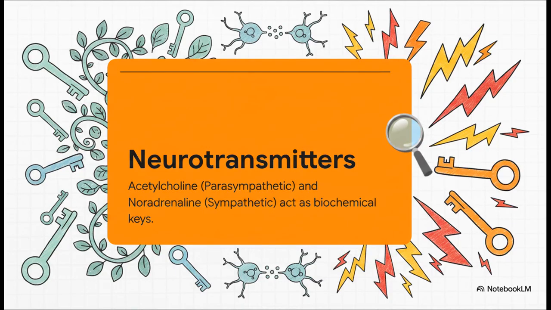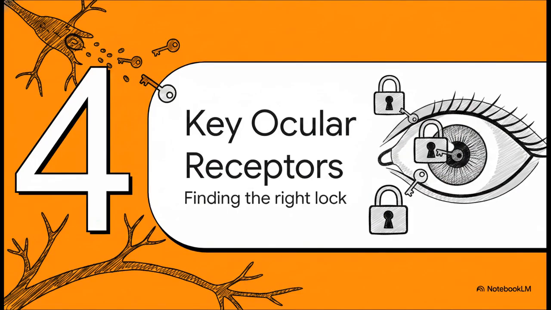To make this whole tug of war actually work, the signals have to cross synapses using highly specific biochemical keys. Acetylcholine is the primary neurotransmitter key for the parasympathetic side, while noradrenaline is the main key for the postganglionic sympathetic side. Remembering these two specific neurotransmitters is absolutely fundamental for everything else we're going to talk about. Which leads us perfectly into part 4, navigating key ocular receptors.